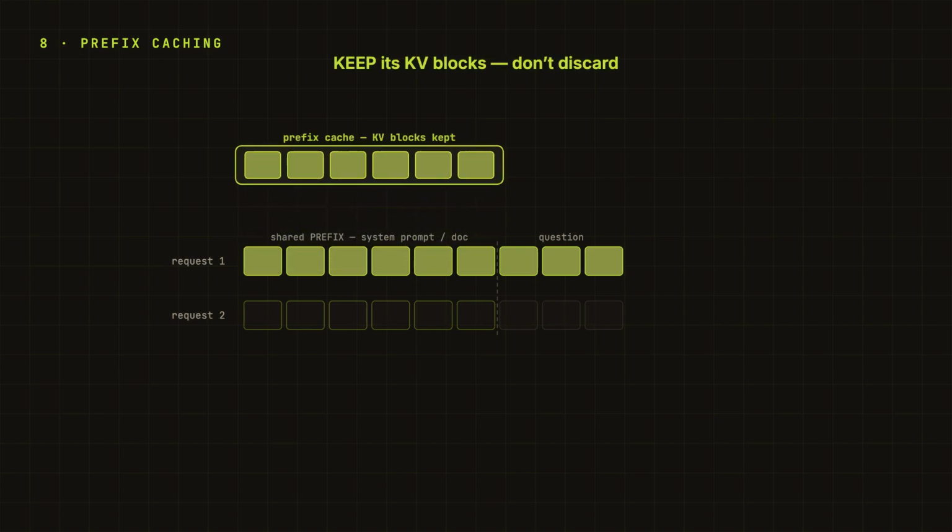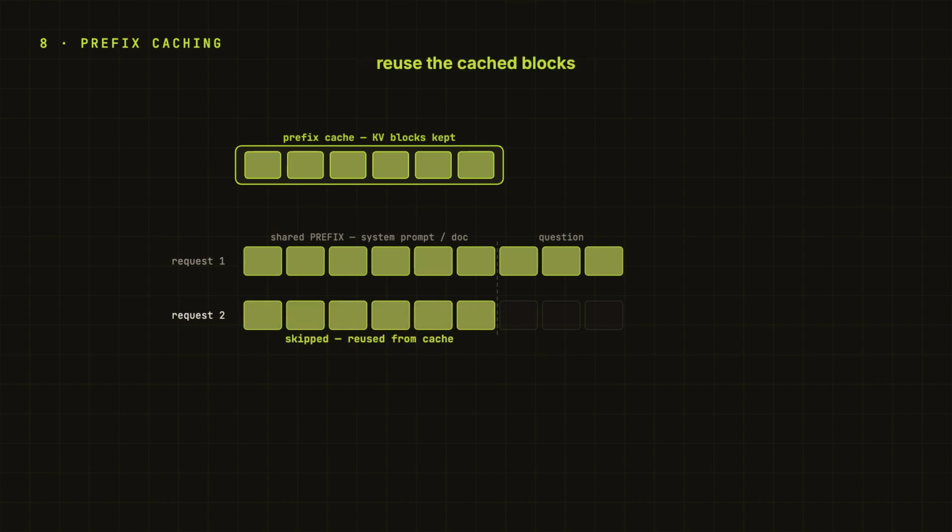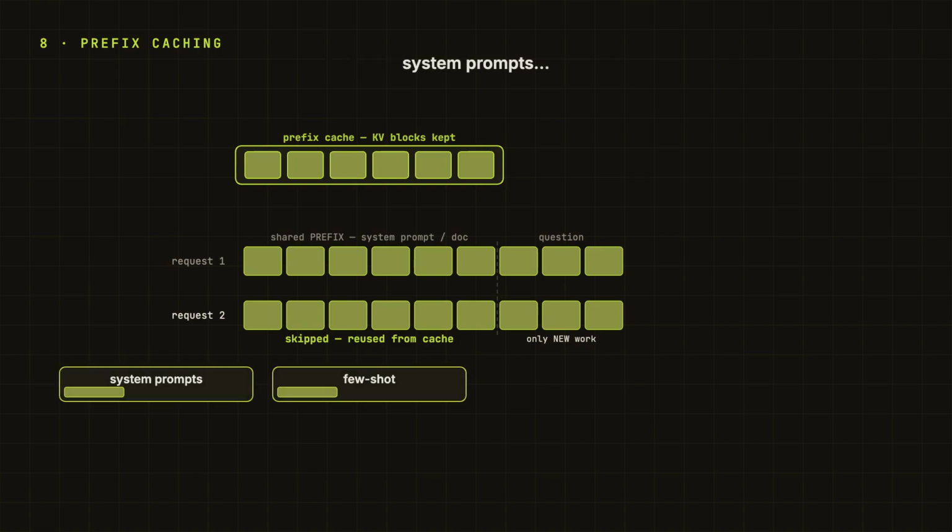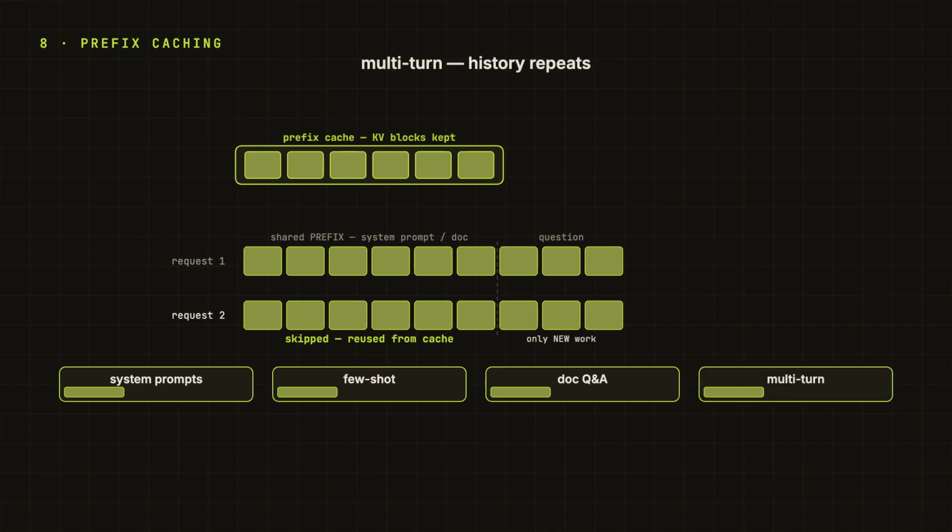But instead of throwing those KV blocks away, we keep them. So the next request that starts with that exact same prefix can just reuse those blocks. It skips the prefill for the shared part and only does the new work for whatever comes after. System prompts, few shot examples, a document you are asking many questions about, a multi-turn chat where the history keeps repeating. All of those benefit.